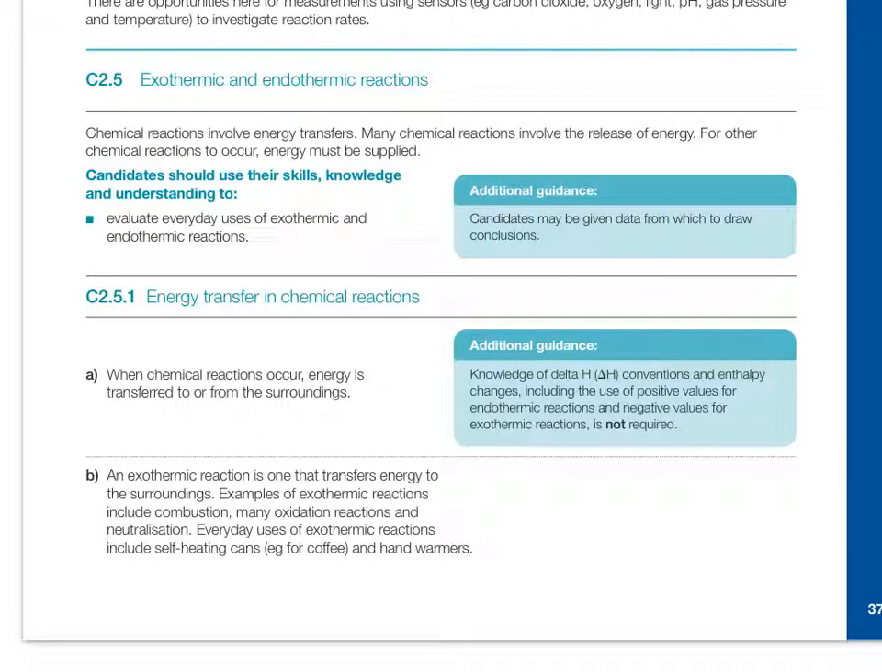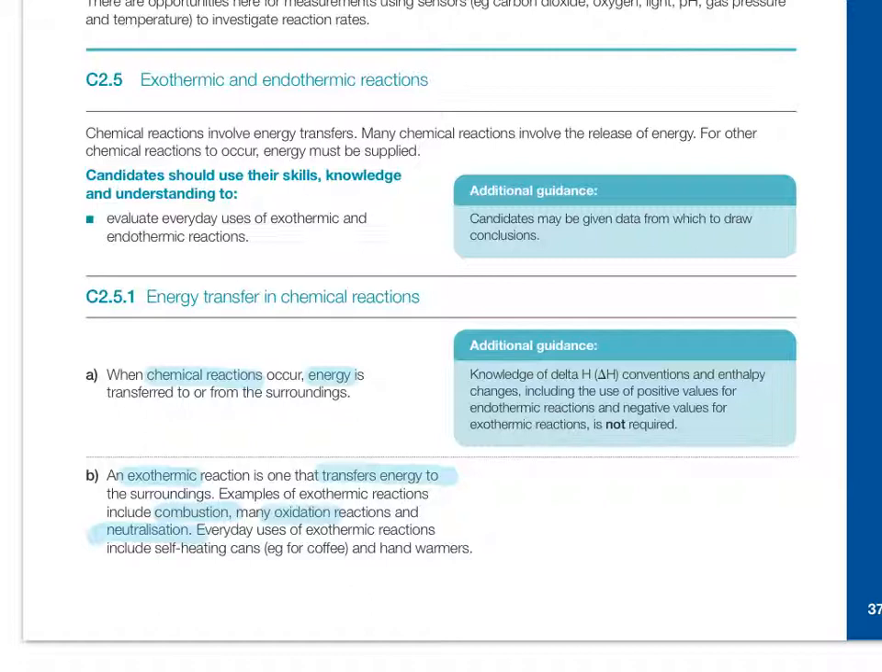This is quite a small topic, but there's often exam questions on it, so it's worth knowing what the keywords mean. It's looking at chemical reactions and what happens in terms of energy in those reactions. You've got exothermic ones, where the energy is transferred to the surroundings, and that's things like combustion, oxidation reactions, where you're adding oxygen to something, and neutralization reactions from your acid and alkalis topic.